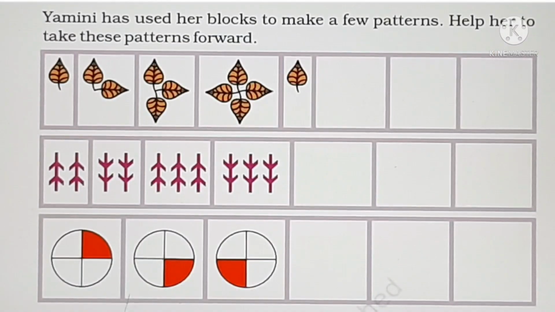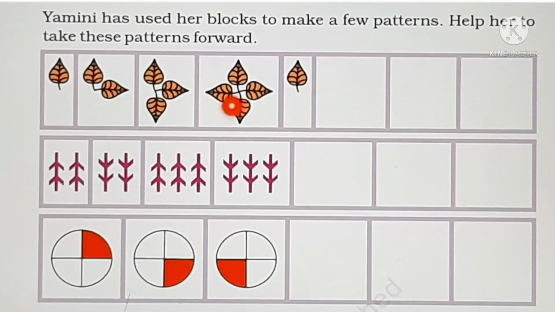Here, Yamini has used her blocks to make a few patterns. Help her to take these patterns forward. Let us see the pattern. In the first place, we have one leaf, and then two leaves, three leaves, and then four leaves. After four leaves, again we have one leaf. So we are able to understand that 1, 2, 3, 4. In this way, the patterns are moving forward.